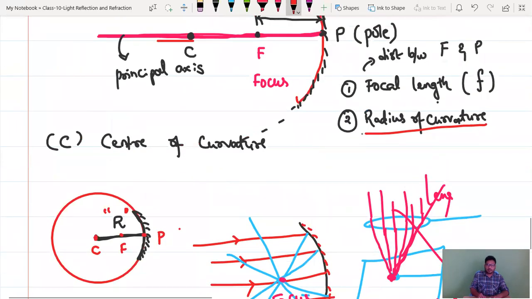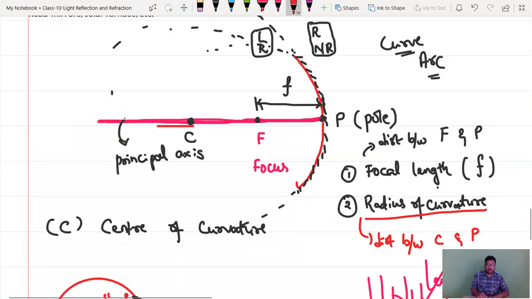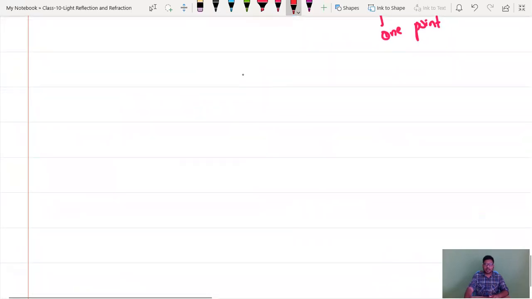Radius of curvature means the distance between C and P. So if you take the distance from C and P, this entire distance is known as radius of curvature, represented with the letter R. These are the basics you have to understand while drawing ray diagrams. Copy the entire thing in your running notes. You have to draw these diagrams, guys. Without drawing diagrams, you can't get it. Clear? Once again, I'll draw, but now I'll be a little bit fast. You have to get this one.